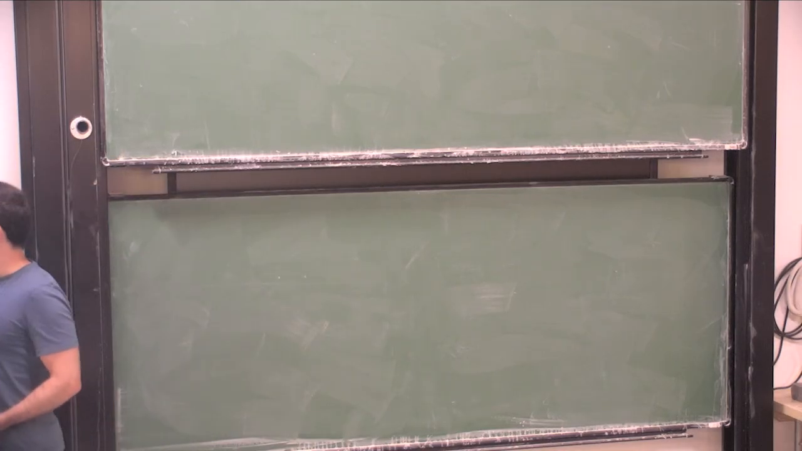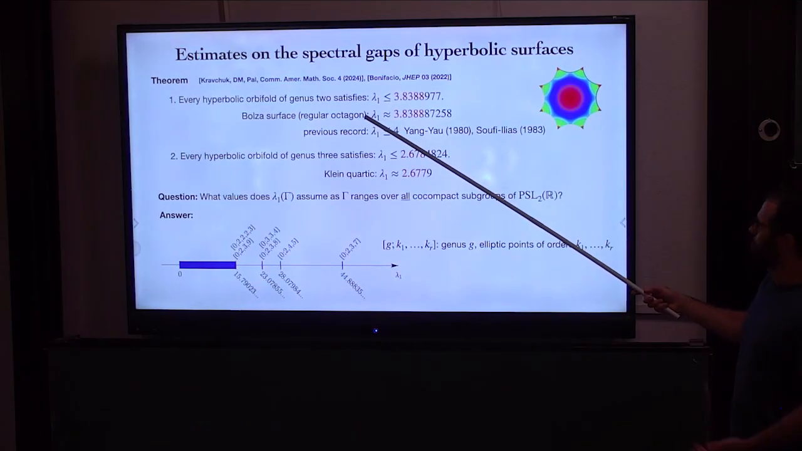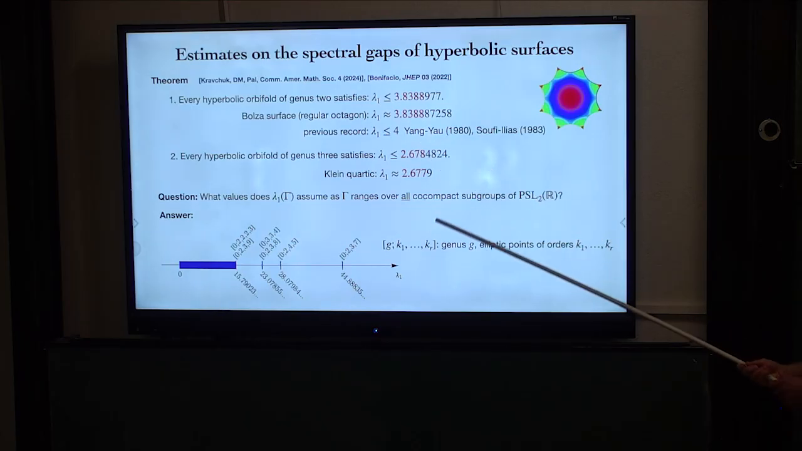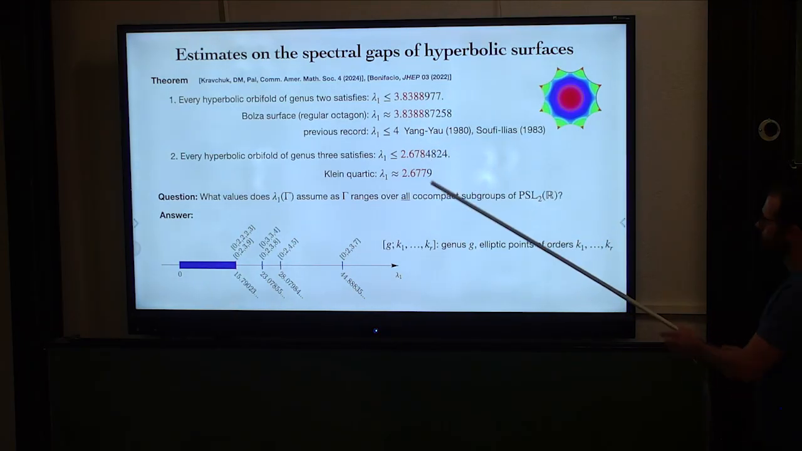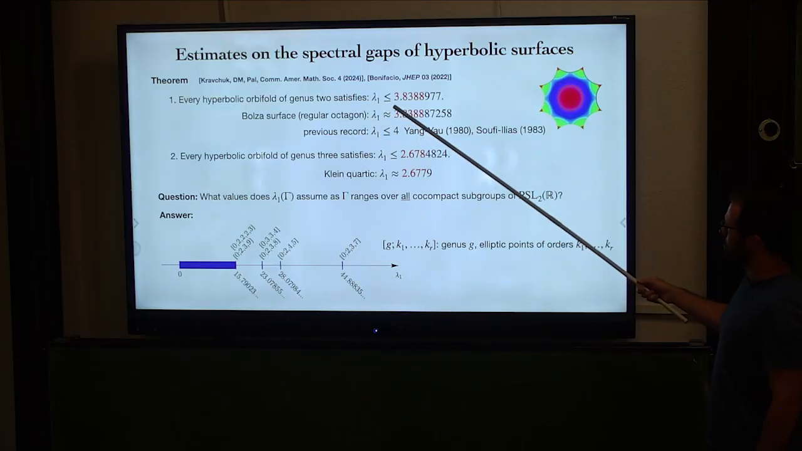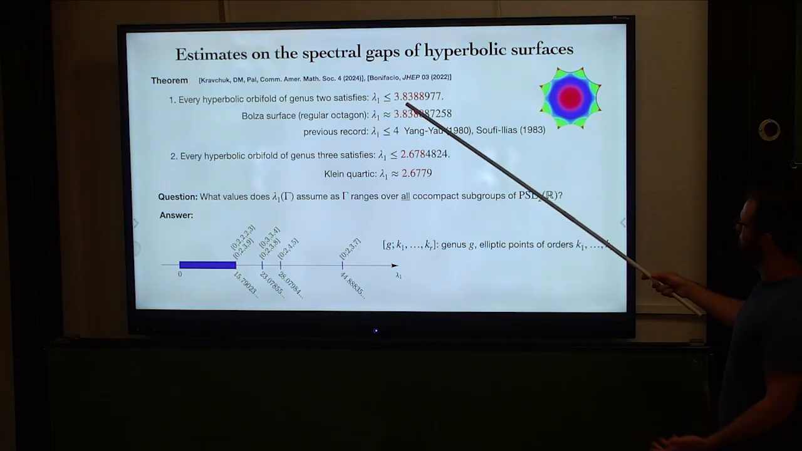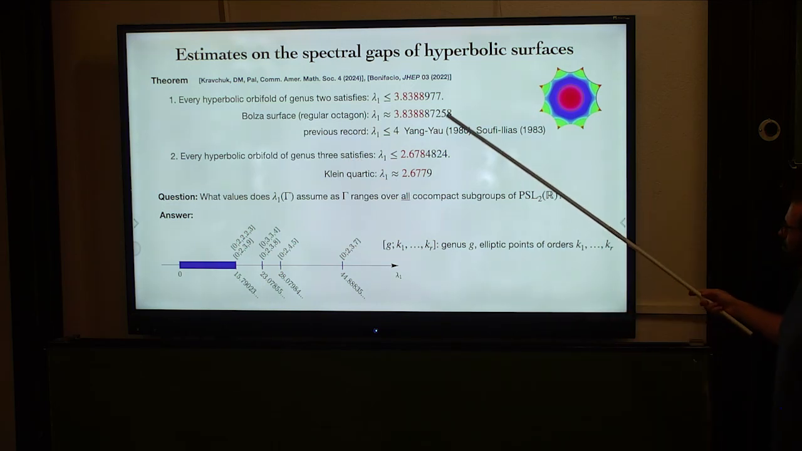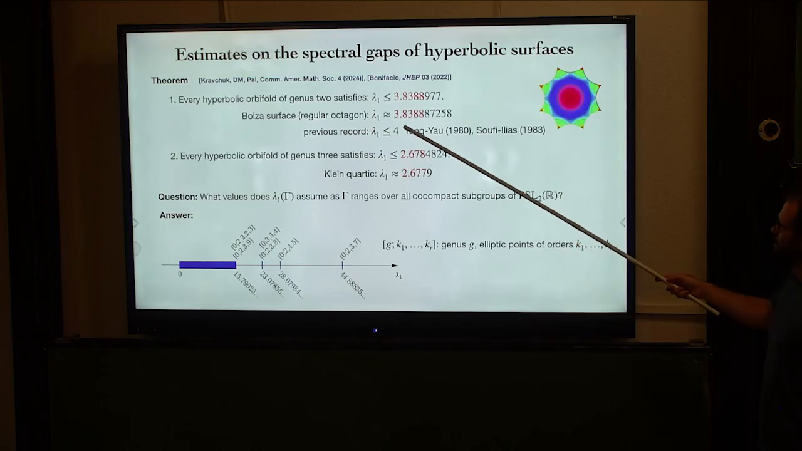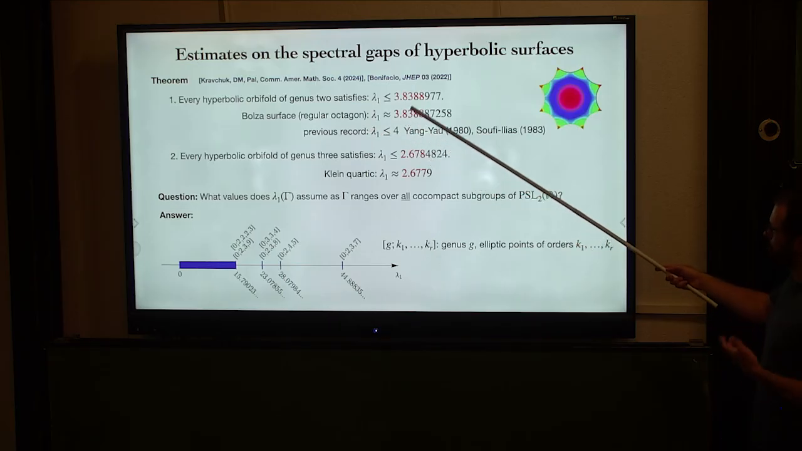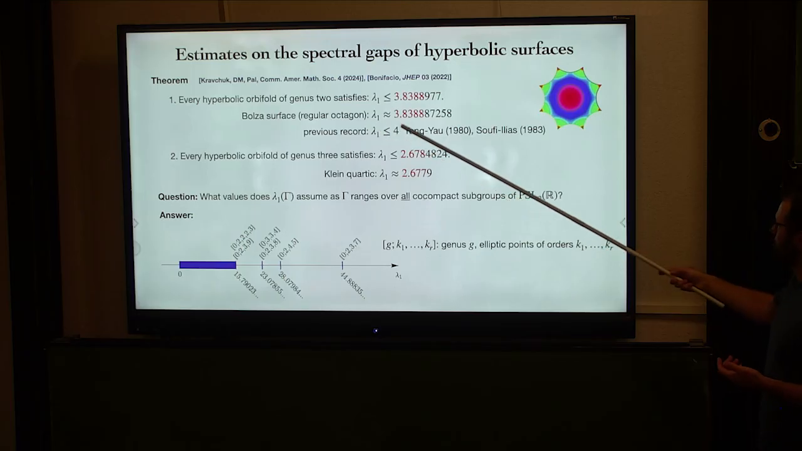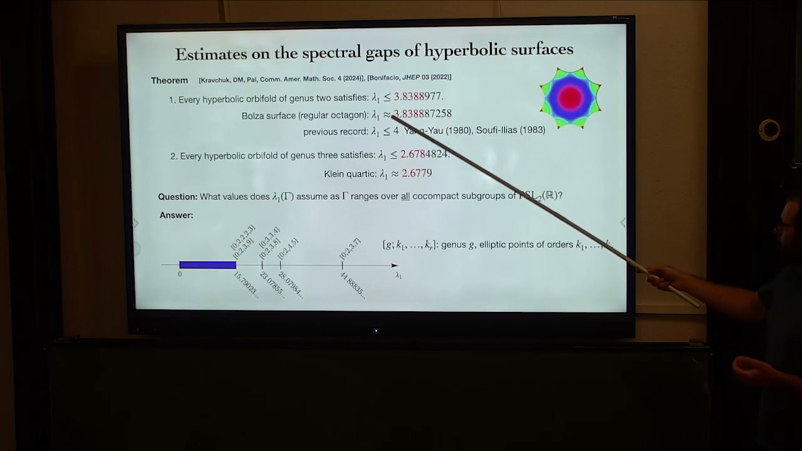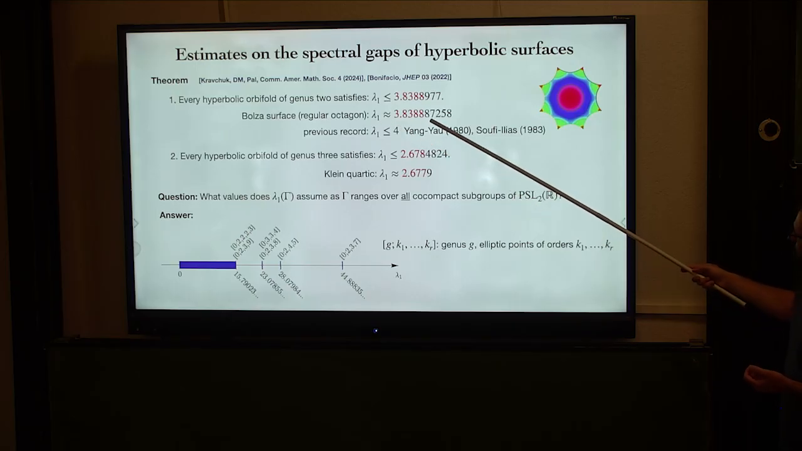One thing that follows from the associated formula is an upper bound on the spectral gap at a fixed topology. For example, at genus 2, the upper bound on the spectral gap following from this bootstrap is this number. And remarkably, there is actually a genus 2 surface, some special point in the moduli space, which almost saturates it. It's the Bolza surface, which is the regular octagon in the hyperbolic disk, whose eigenvalue is the same up to 4 decimal places.